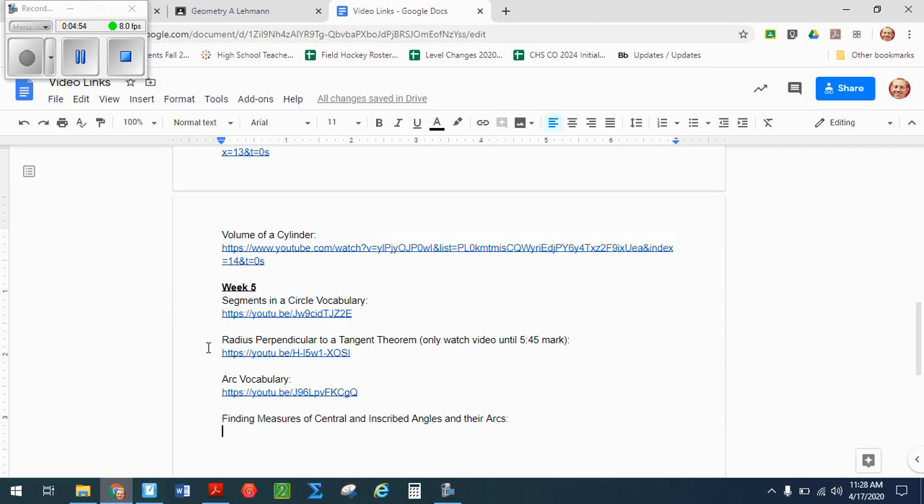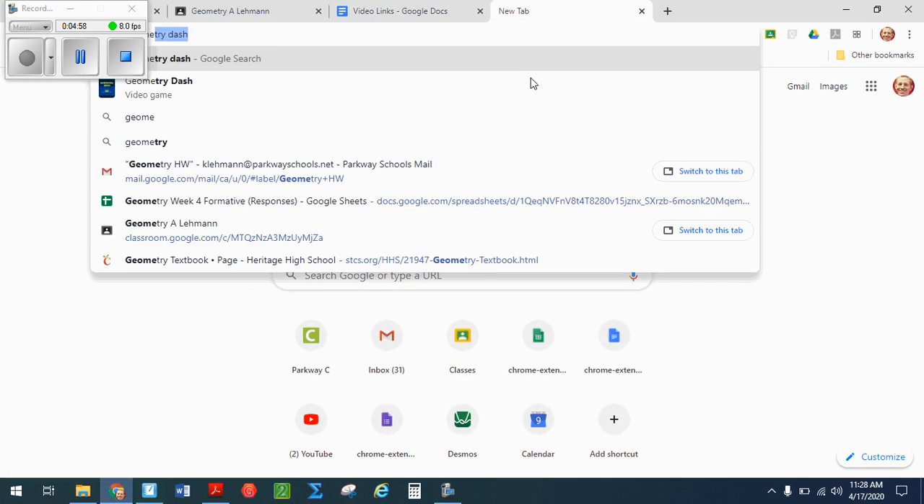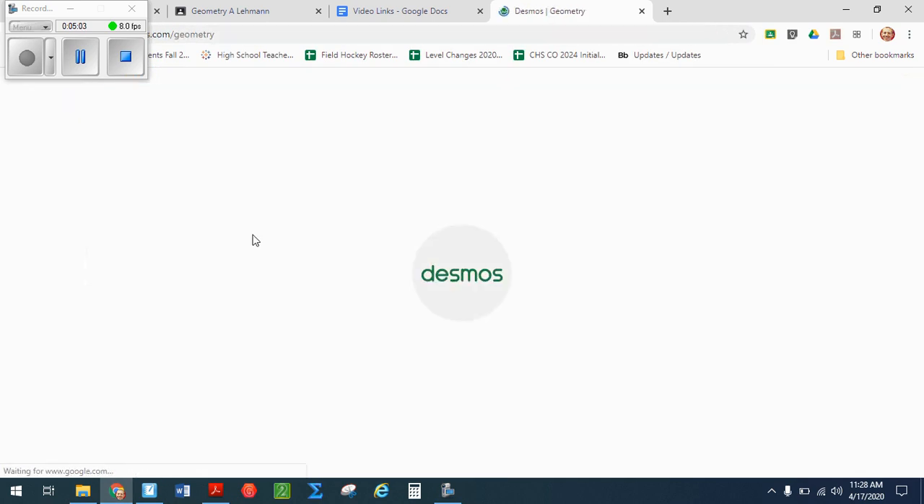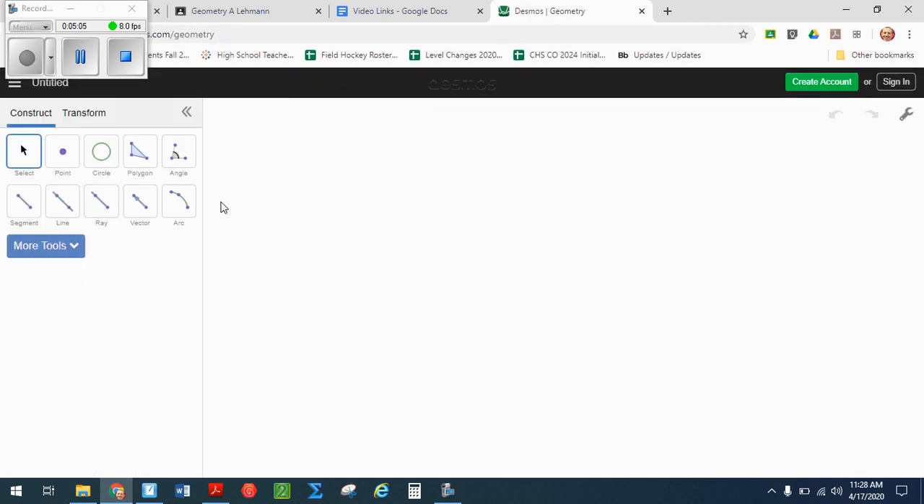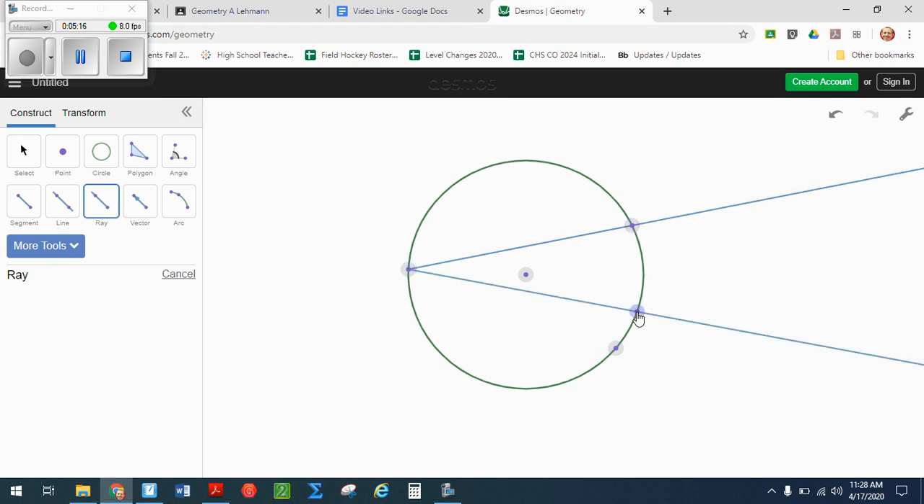So if I go to my browser, I type in geometry Desmos. Okay, I can get this shape. I'm going to start with a circle, and then I want to make an intercepted arc and an inscribed angle.